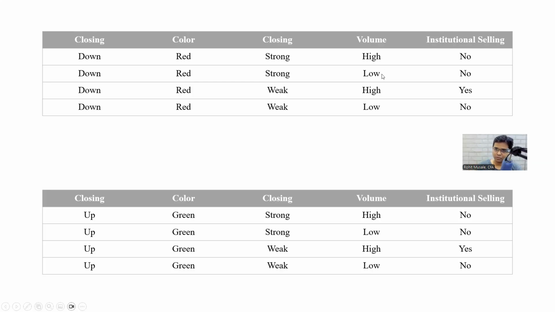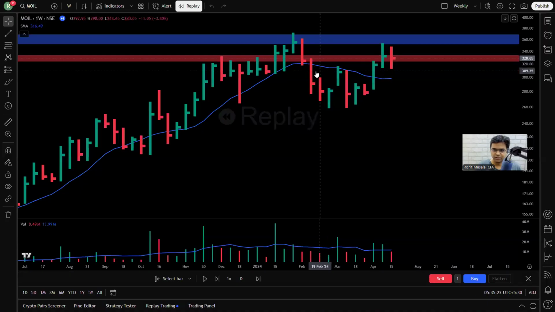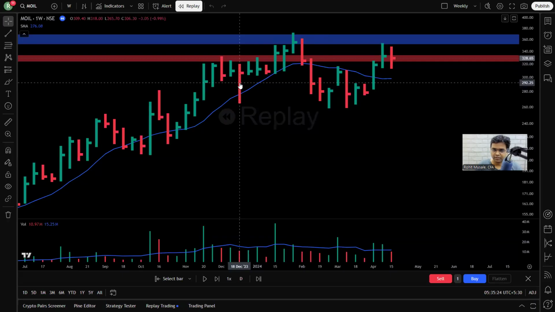Then you have high volume, low volume. So these are the permutations and combinations. Let's look at the first one. It's a red bar. You have a strong closing on high volume. For example, we go to this chart. You have a red bar and you have strong closing because the stock has closed above the midpoint of the bar. And you have high volume. Here it shows low volume, but let's assume that the bar has high volume.